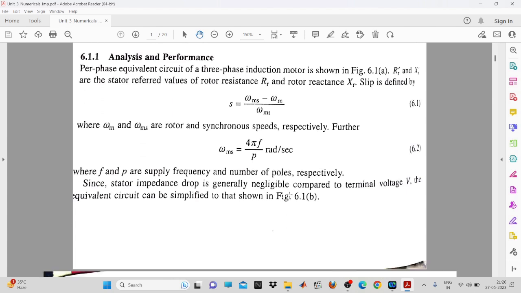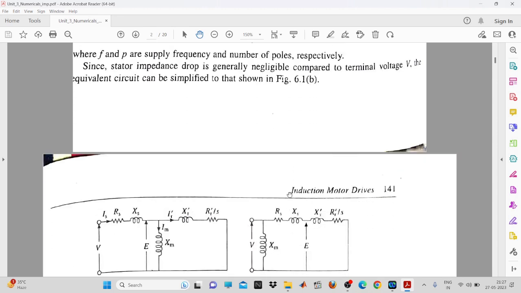The number of poles is decided once you design the induction motor, and you cannot change it. You can change the frequency of the supply. When you change the frequency of the supply, the synchronous speed is going to change, and accordingly your rotor speed is also going to change. I think this is a very important concept.